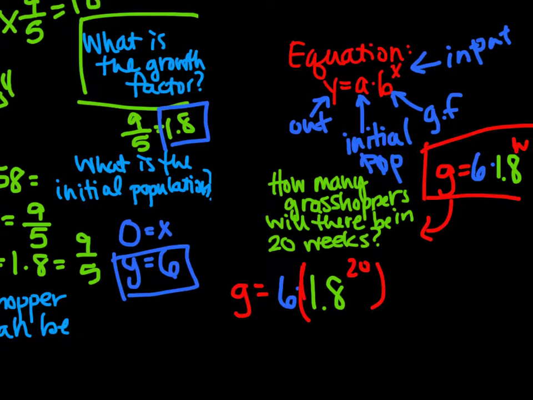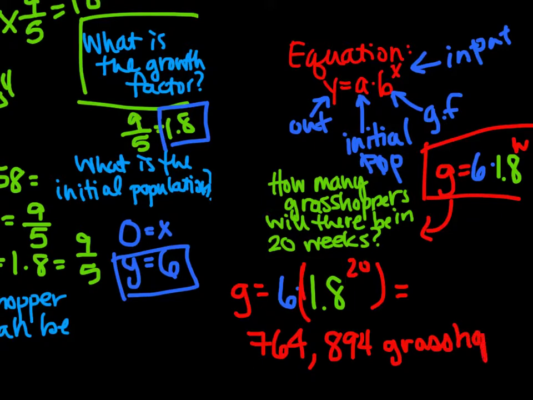And what we'll end up seeing is some massive growth. It'll end up being 764,894 grasshoppers. Just 1.8 raised to the 20th power. Doing that, I get a crazy number of 127,842. So I'm just multiplying that by 6 because we have an initial population of 6. So we have crazy growth. If these grasshoppers were to go untaken care of for 5 straight months, we'd have an epidemic on our hands, which would be super bad.